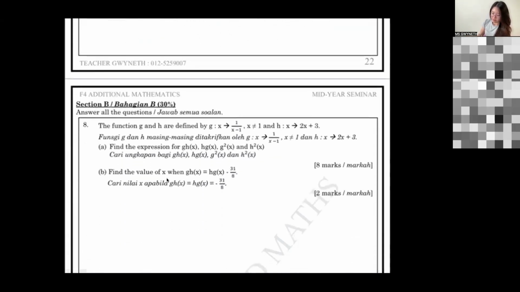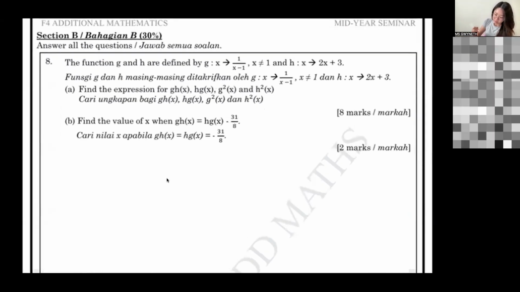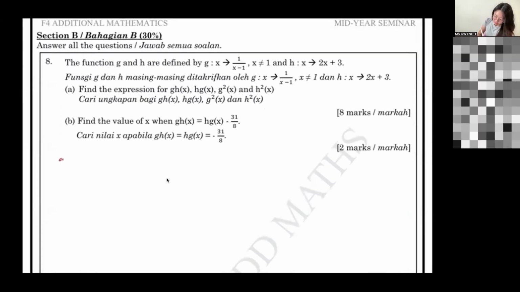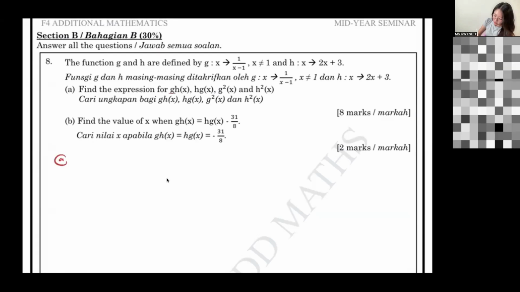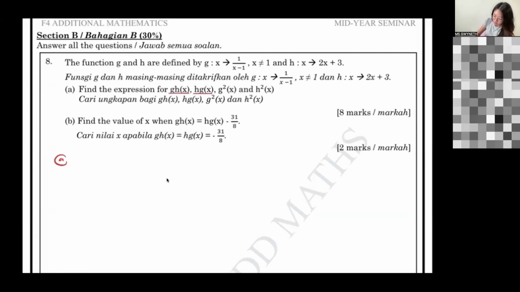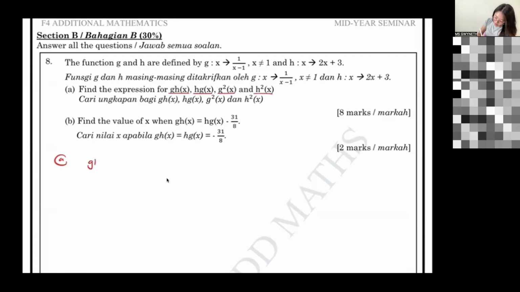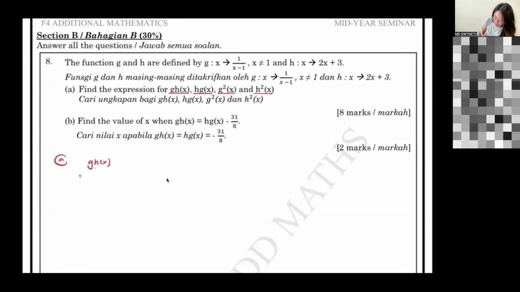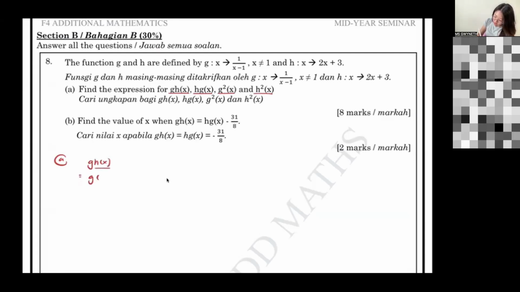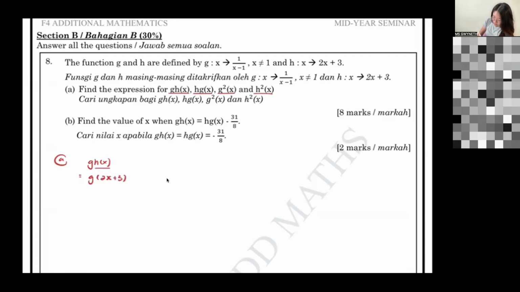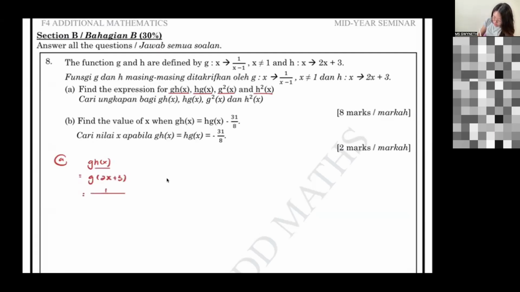Okay, now everybody, question 8. This is function. Find the expression GH, HG, G square, and H square. Okay, now GH(x) means you substitute H first. H is 2x plus 3. Then G is 1 over x minus 1. The x you put in brackets.